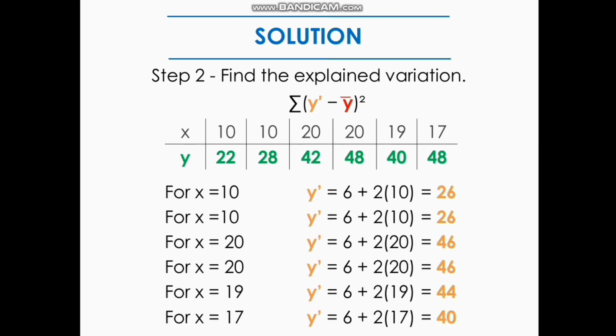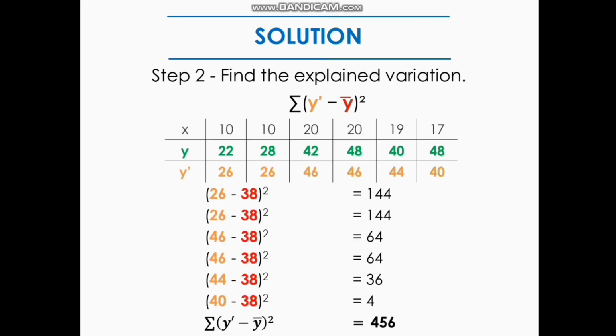So for x is equal to 10, y prime is equal to 26, and again, for x is equal to 10, y prime is equal to 26. For x is equal to 20, y prime is equal to 46, and again, for x is equal to 20, y prime is equal to 46. For x is equal to 19, y prime is equal to 44. For x is equal to 17, y prime is equal to 40.